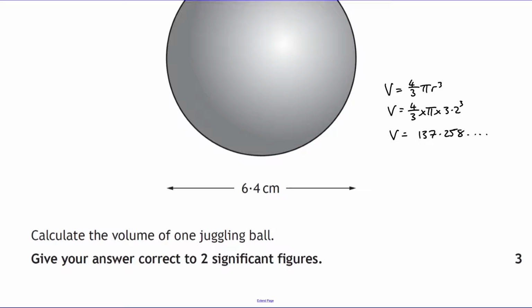Now we want that rounded to significant figures. Our first significant figure here is the 1, second is the 3. After that we've got a 7, so we're going to round up. So it's going to go to 140 cm cubed to 2 significant figures.